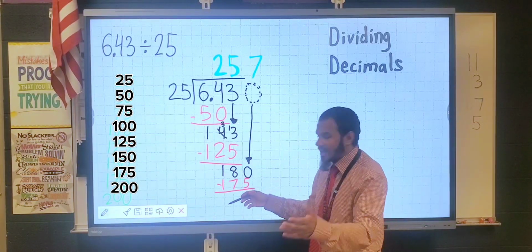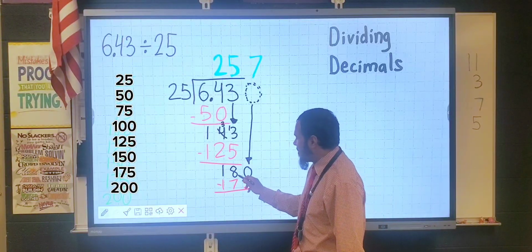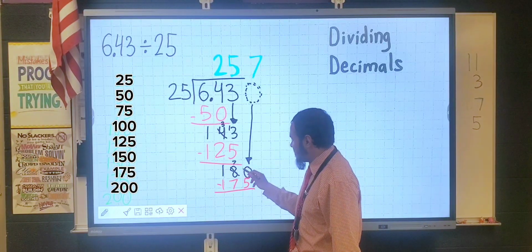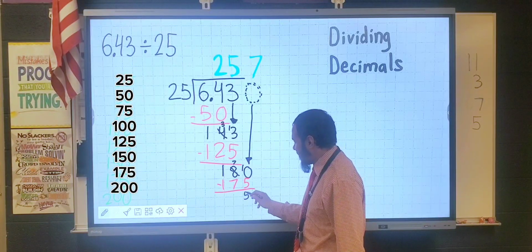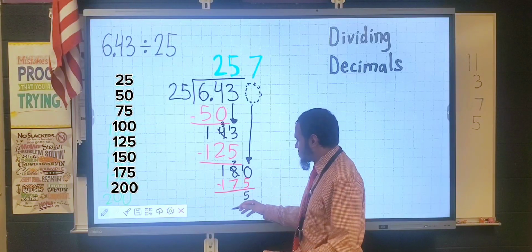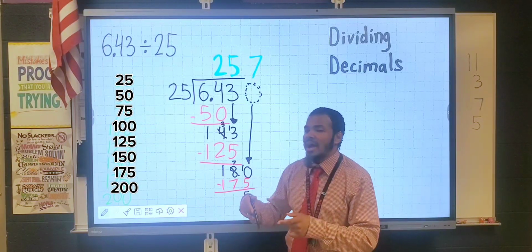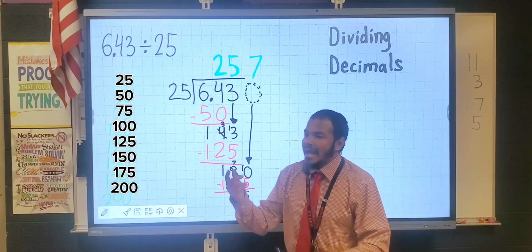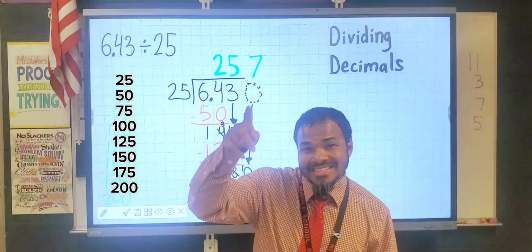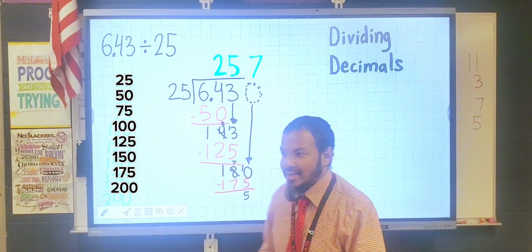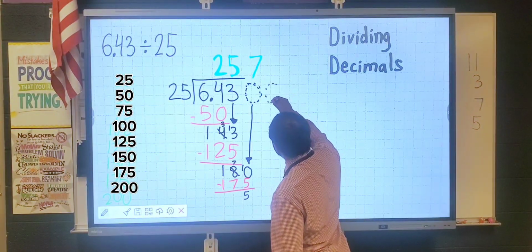0 minus 5 you cannot do, so you regroup or borrow. This 8 becomes a 7. This 0 becomes a 10. 10 minus 5 is 5. 7 minus 7, so that cancels out. But unfortunately, I still have a remainder. So we say, hey, no more remainders. We don't mess with that. Annexing zeros back to back. Let's annex another 0.